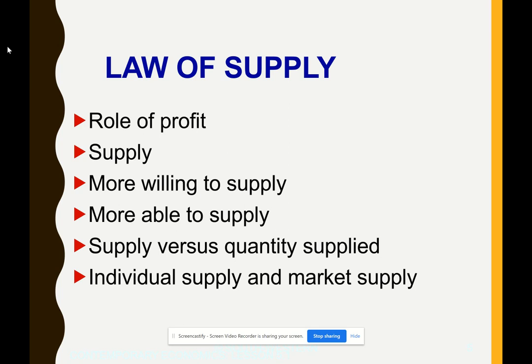All right. So we know that profit is the money that you make as a result of selling a product. So basically it's what you make after your expenses.